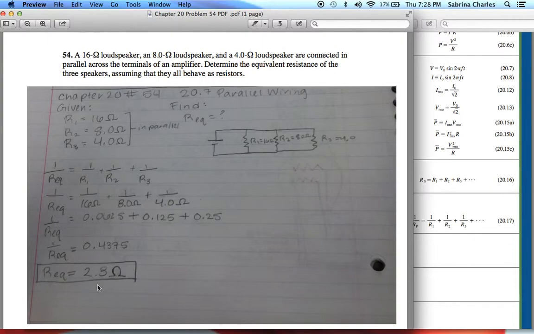Whenever they're in series, you have a different formula. But whenever they're in parallel, make sure you do 1 over whatever the resistor is. And then when you get that final answer, you still need to manipulate it and do 1 over the number that you found. Thank you.